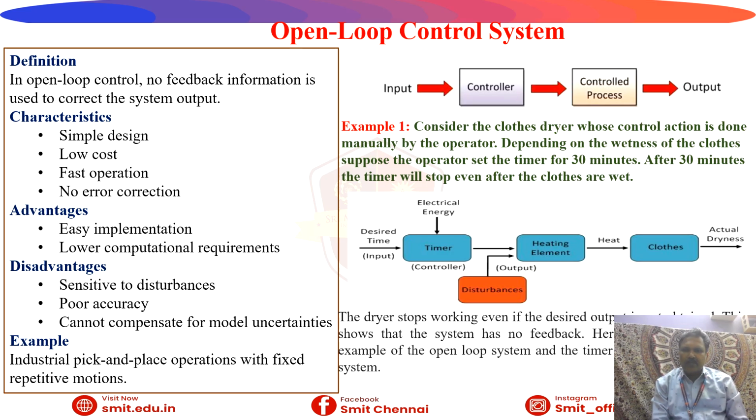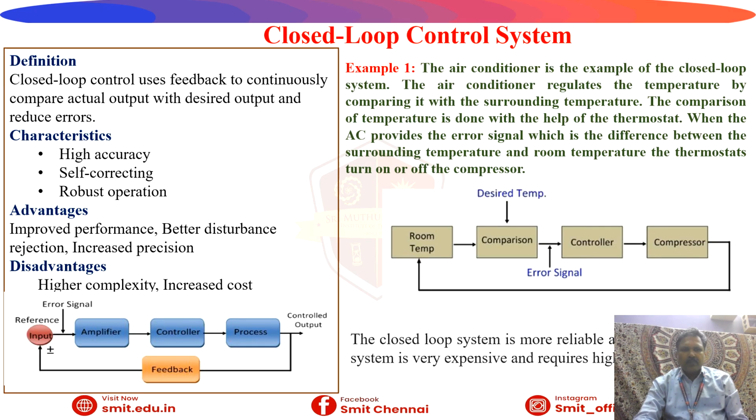In this, we have a one-loop system. Timer will be there, heating element will be there, and cloth will be there. Based on that, the actual dryness will be attained. That is one important thing. It will form a series path. The previous thing comes under open loop.